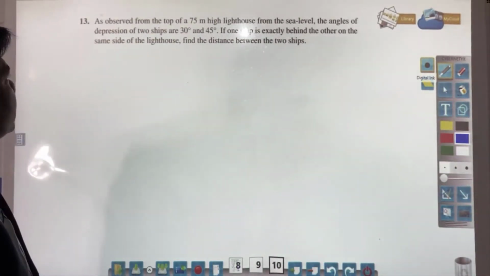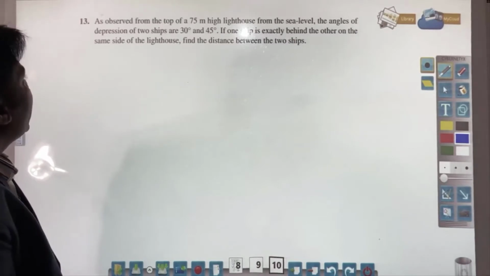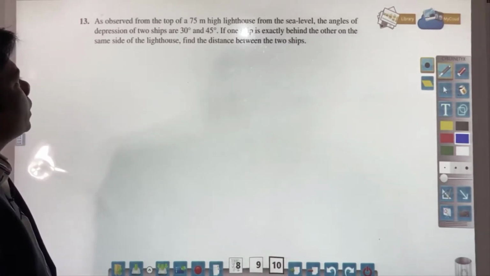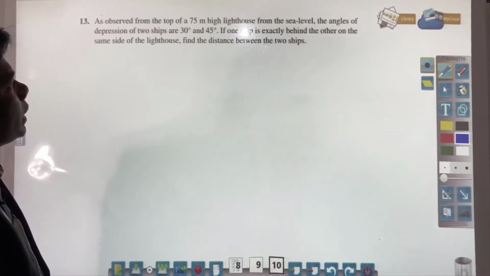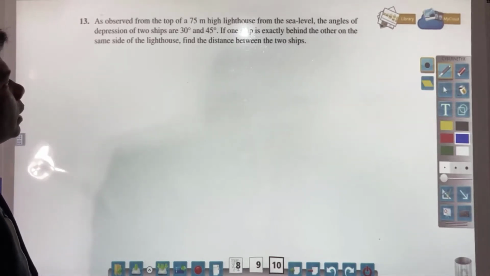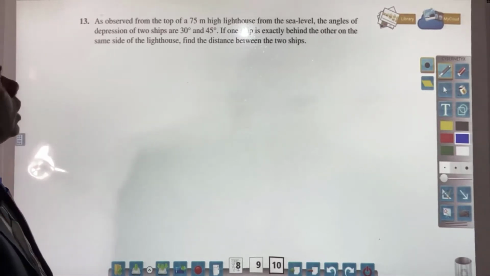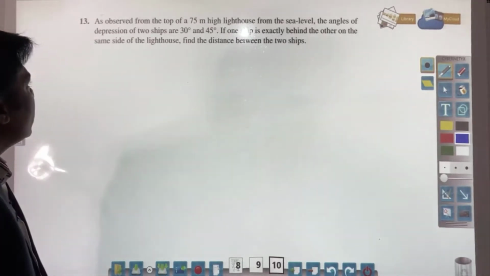As observed from the top of a 75-meter high lighthouse from the sea level, the angles of depression of two ships are 30 degree and 45 degree. If one ship is exactly behind the other on the same side of the lighthouse, find the distance between the two ships. Just you see how we will draw the figure.